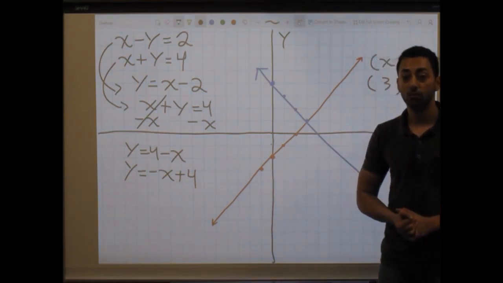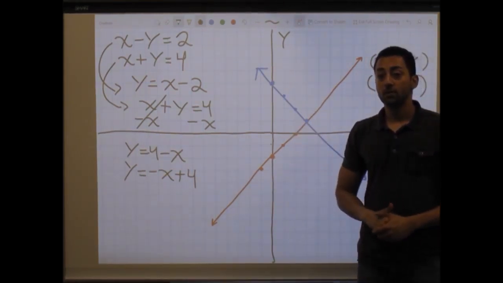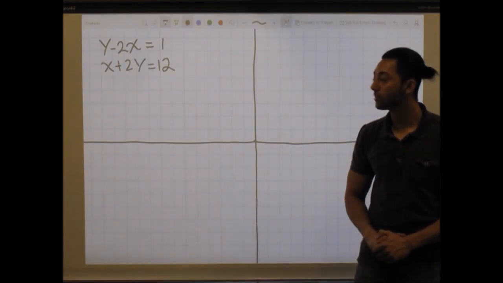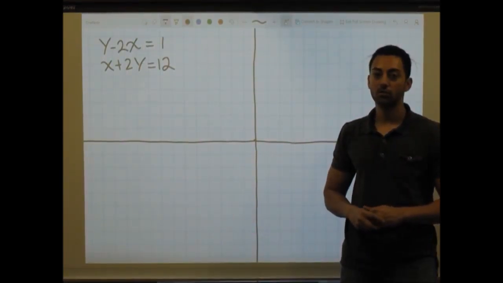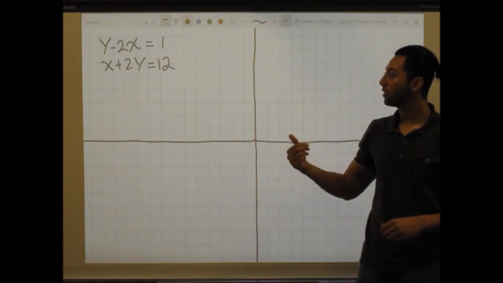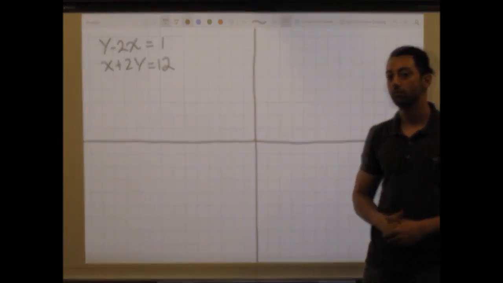So I hope this was helpful. And then I'm going to put up an example for you guys to try. Okay, so this is the last example that I have for you guys to try. It's similar to the one that I just did for you guys. So go ahead and attempt it, and I'll go over it very quickly with you guys.